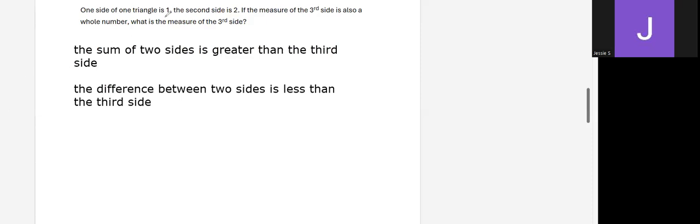Okay, first of all, the two sides given to us are 1 and 2. So that means the measure of the third side must be less than 3. Does that make sense? Okay, so it must be less than 3. That's the third side.